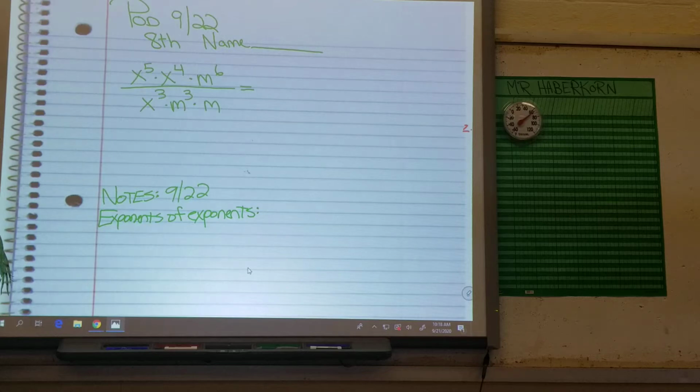Problem of the day is on the board. Hit pause, copy everything down, and give it a try. This one's a little bit tricky because I mixed some things together that we learned. And see if you can figure it out.